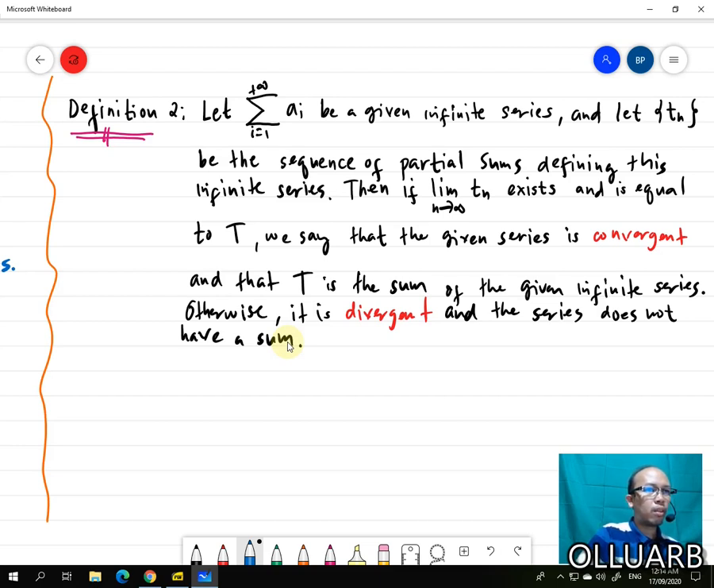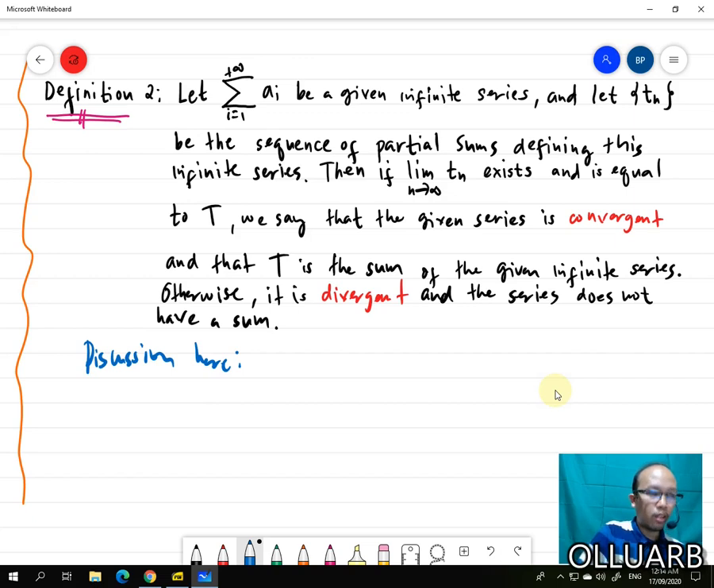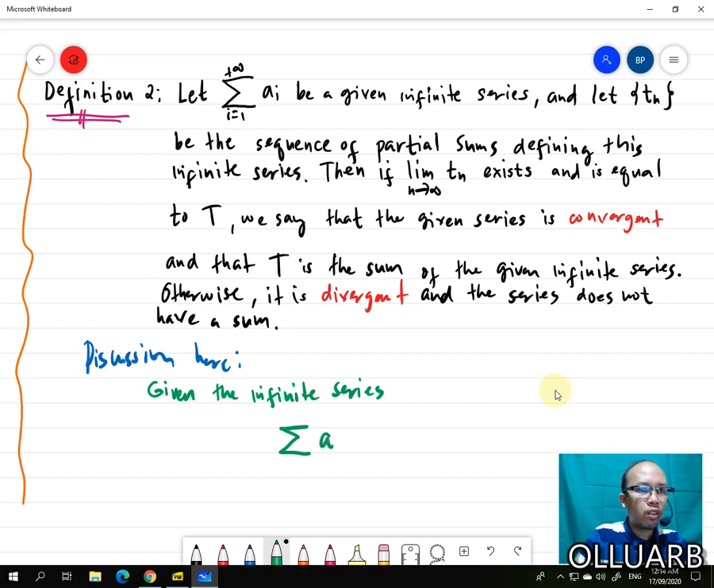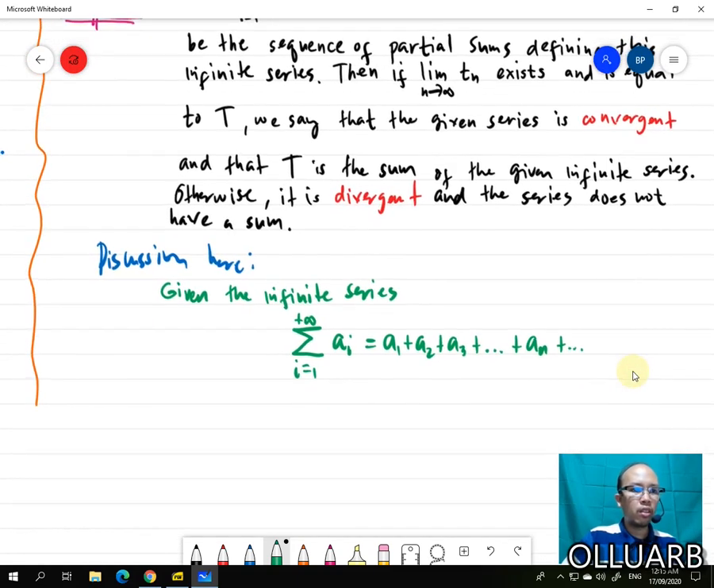So let's have a discussion here. Let's try the color green. Given the infinite series, which is denoted as this one, i starts from 1 to positive infinity. We expand this one just like before. Okay, this is our given infinite series.